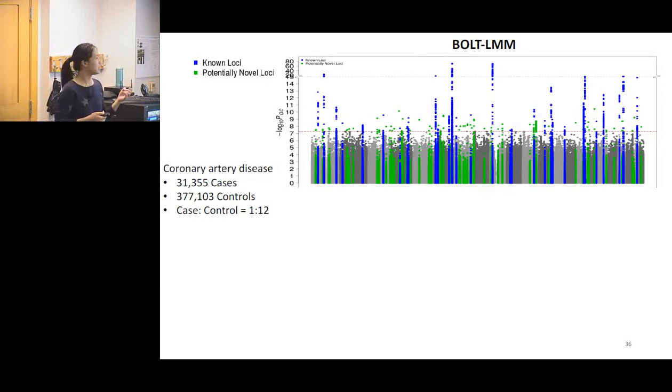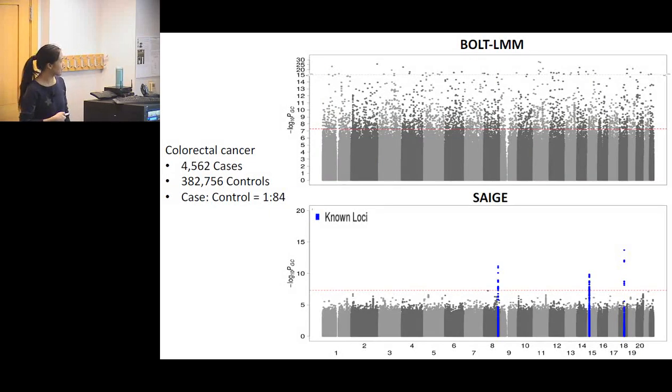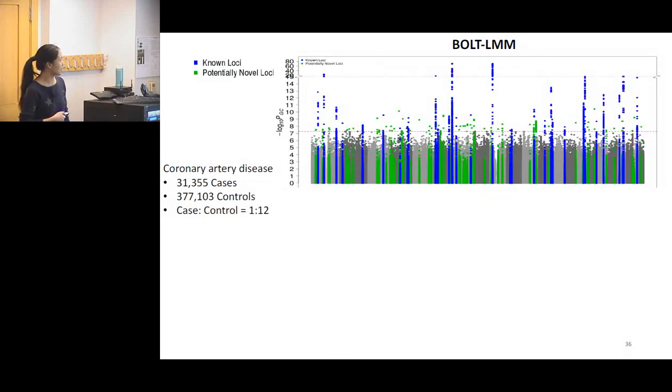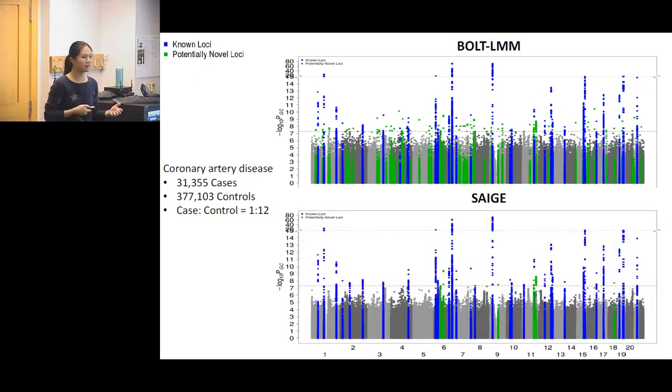I'm going to show you 2 examples here, and one is the CAD. We see the case control ratio is 1 to 12, and for colorectal cancer the case control ratio is 1 to 84. So the case control ratio is less unbalanced for CAD, and the blue dots are all previously reported signals, and green dots are all potentially novel signals because they pass the significance line. We still see some scatter in the plot here, and when we apply SAIGE, it cleans up the Manhattan plot.